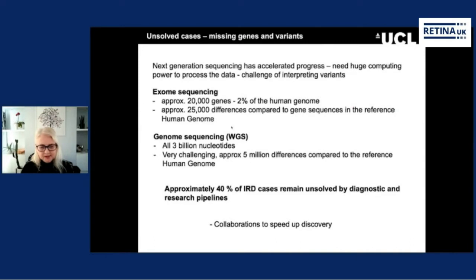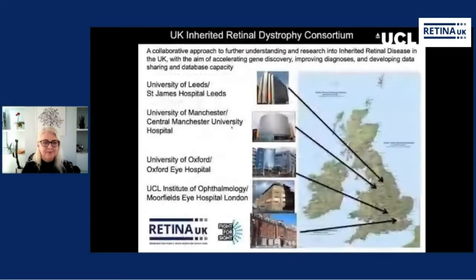And the way we've addressed this challenge is to collaborate with all our colleagues across the UK, our clinical colleagues, our scientists, to speed up this discovery so that we can share data. So this is called the UK Inherited Retinal Dystrophy Consortium, and this is funded by Retina UK. And what we're trying to do here is have a collaborative approach to understand inherited retinal diseases with the aim of accelerating the discovery of genes, improving diagnosis, and developing the data and sharing the data so that we have the capacity to learn from one another.